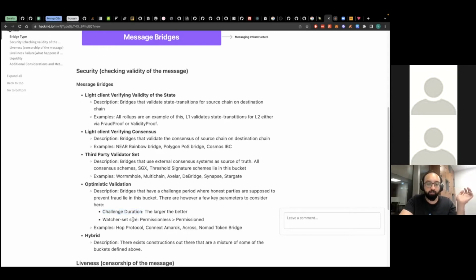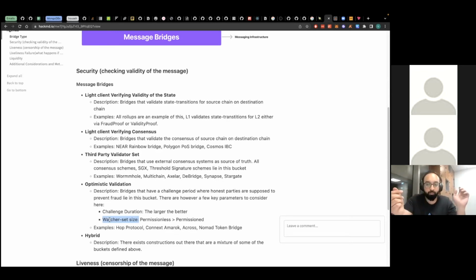And a bunch of these systems don't have permissionless watchers, right? For example, Nomad does not have permissionless watchers, meaning it's not like anyone can come in and report a fraud. Only a set of parties that have been given that privilege can, right? This is essentially the difference between an optimistic cross L1 bridge and an optimistic rollup.